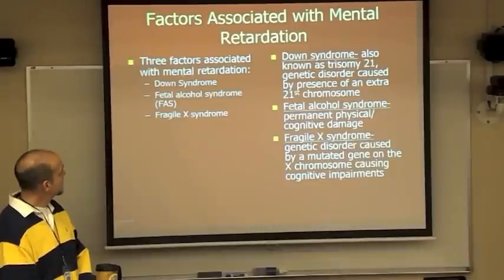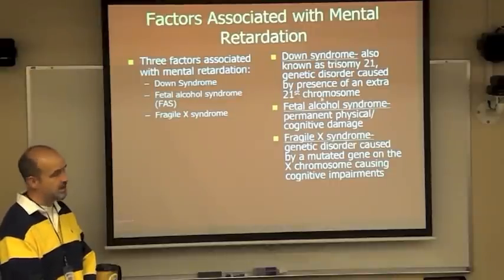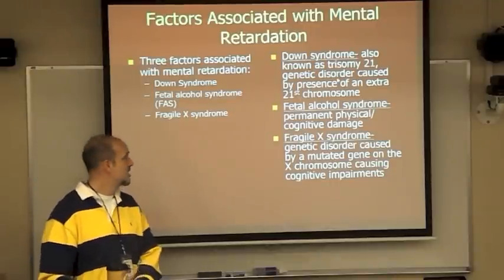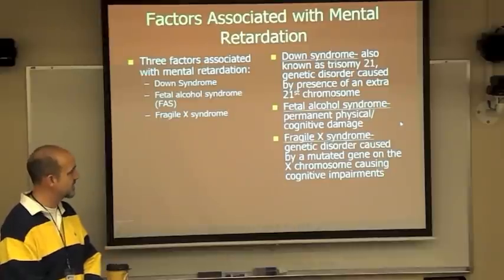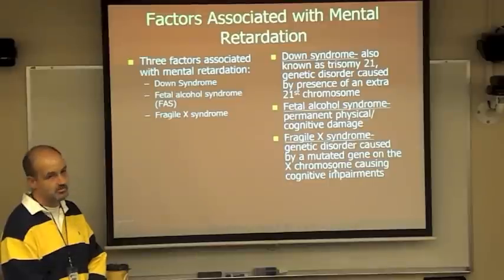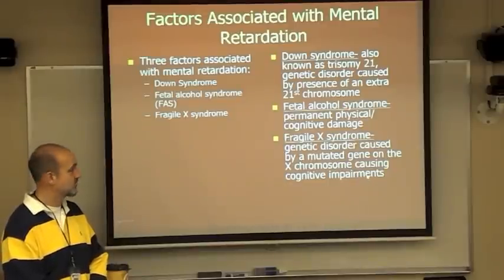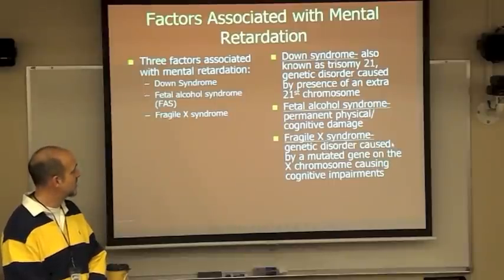Now, 3 factors associated with mental retardation or challengement: Down syndrome, fetal alcohol syndrome, which we talked about in chapter 3, and Fragile X syndrome. Down syndrome, also known as trisomy 21, is a genetic disorder caused by the presence of an extra 21st chromosome. Okay, and most people are familiar with Down syndrome. Now, fetal alcohol syndrome is a permanent, that's the key word unfortunately, permanent physical or cognitive damage. Fragile X is a genetic disorder caused by a mutated gene on the X chromosome, causing cognitive impairments. Okay, and remember, in terms of the Y, comparison with the Y can also cause problems.